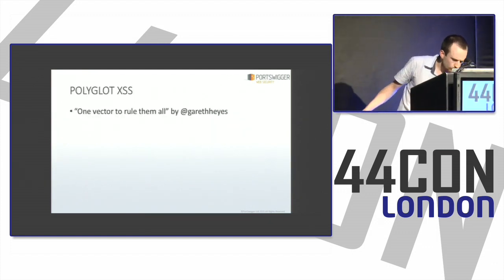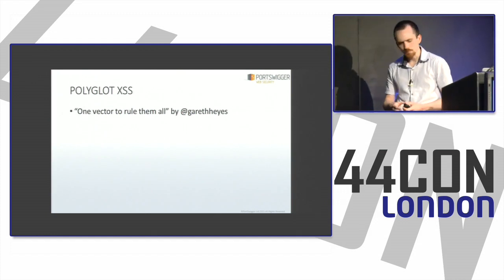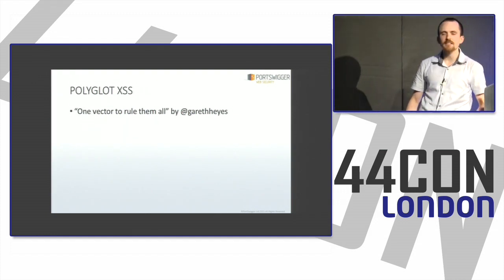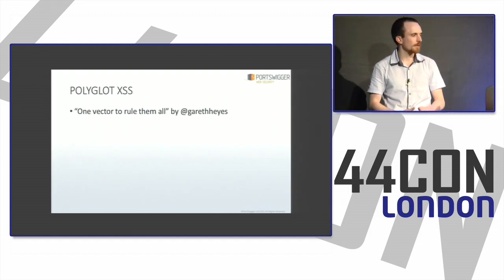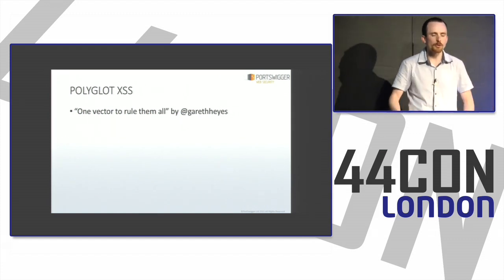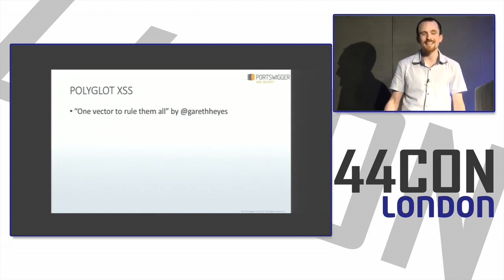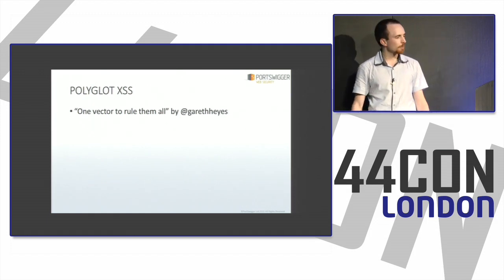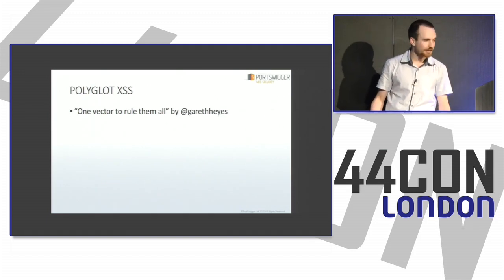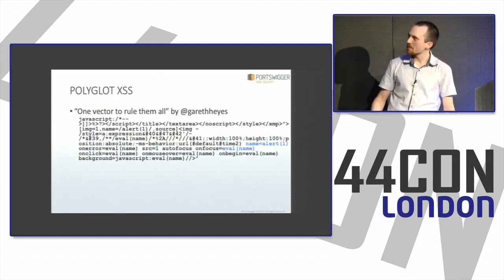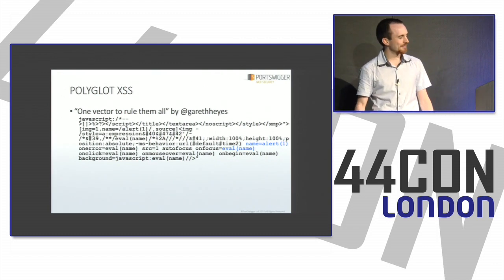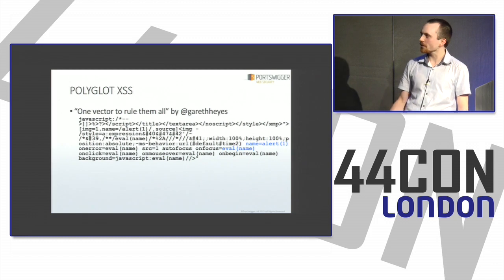Cross-site scripting is similar here. It's really easy to trigger a callback in cross-site scripting if you know where you're appearing, but you don't know where within an HTML document your input is landing. If you Google to find a solution to this problem, you'll land on a blog post by Gareth Hayes called One Vector to Rule Them All, which has this payload, which is a pretty cool payload, right? But it has a couple of issues for our use case.